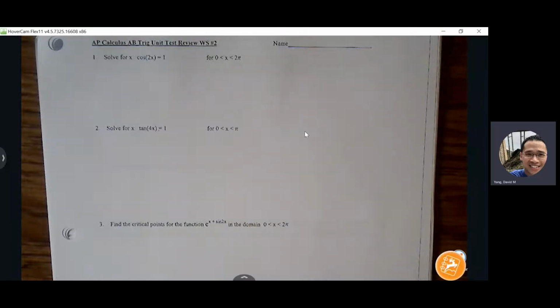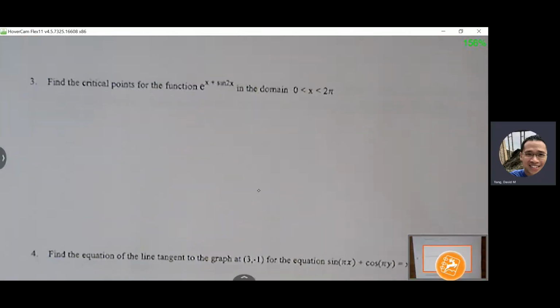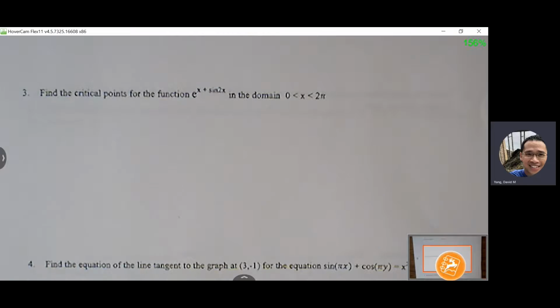Okay, so test review worksheet 2, number 3. Find critical points for the function e to the x plus sine 2x in the domain from 0 to 2 pi.